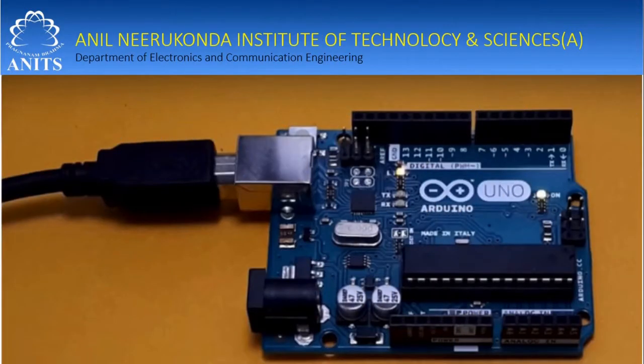Here is the Arduino board, how it looks like. And this is a microcontroller Atmega 328P and these are digital input output pins and these are the analog pins and this is the USB port. USB interface for serial communication between board and computer and programming.